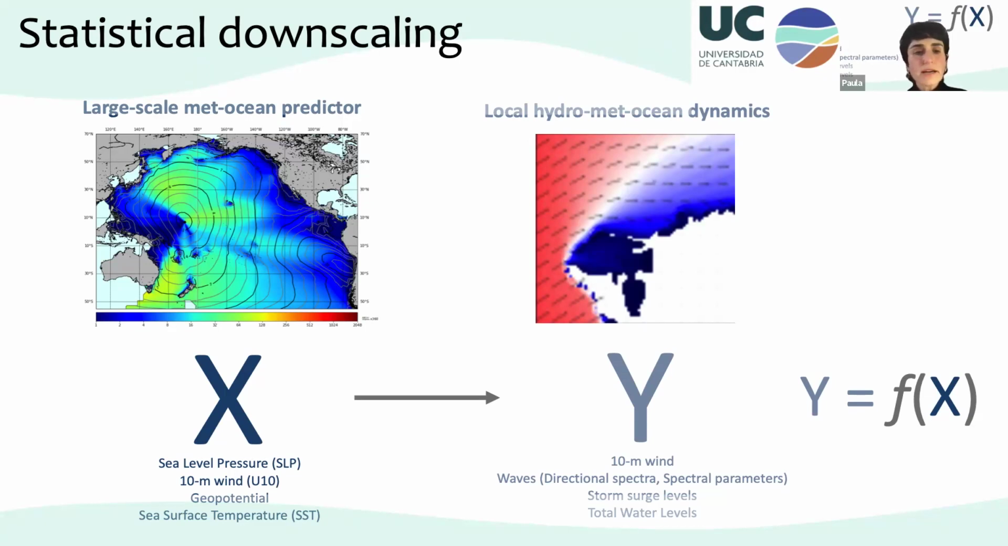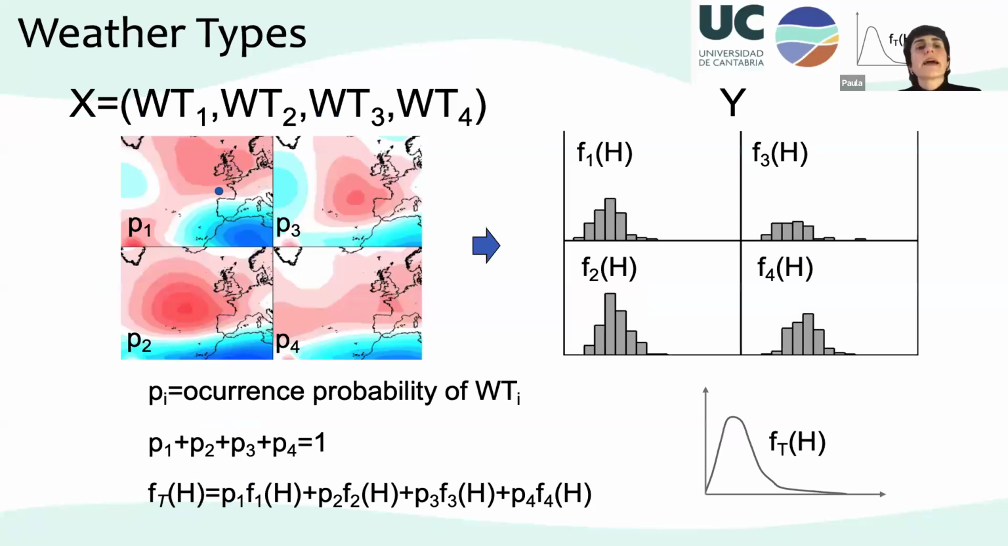In terms of a larger scale predictor, we can use sea level pressure fields or winds or even surface temperature. And regarding local dynamics, we can be interested in waves, storm surges, or total water levels. And we establish this statistical relation. And how do we do that?